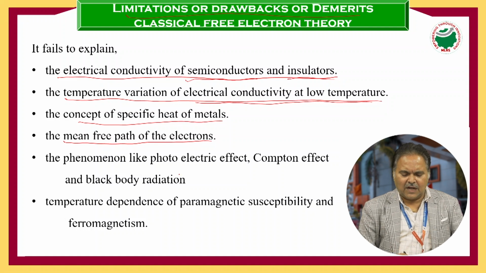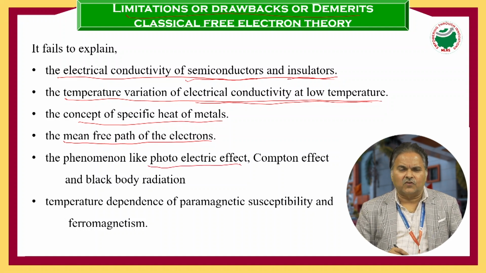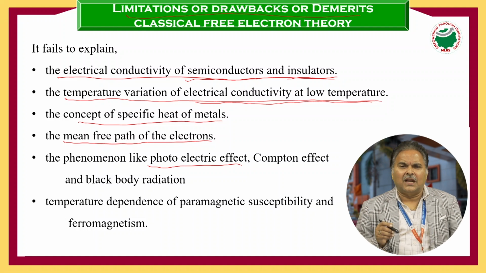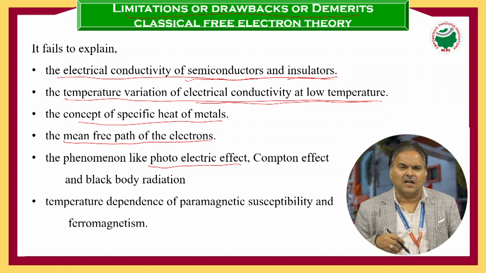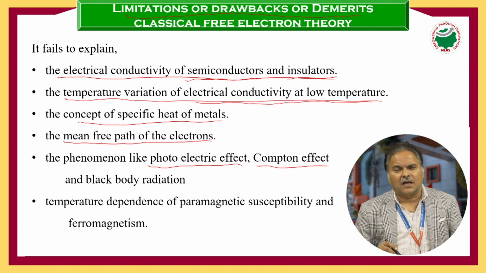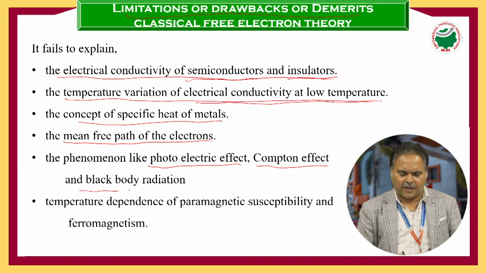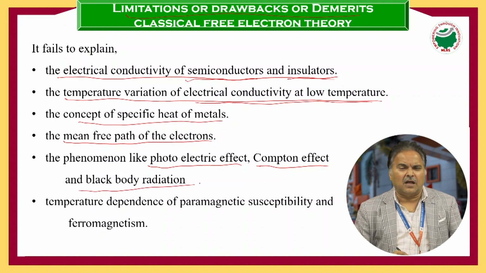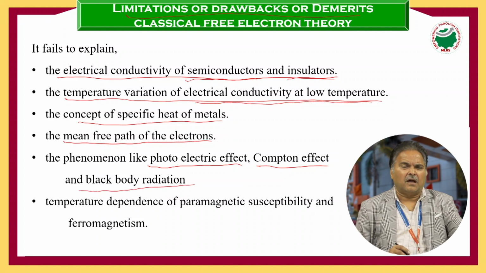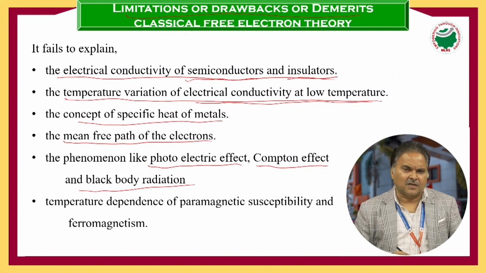Another one is the photoelectric effect. The photoelectric effect means if light is incident on the metal surface, electrons will be ejected. Those types of properties we cannot explain according to classical free electron theory. Similarly, the Compton effect also cannot be explained according to this theory. Similarly, another one is black body radiation. Black body radiation also cannot be explained according to classical free electron theory.